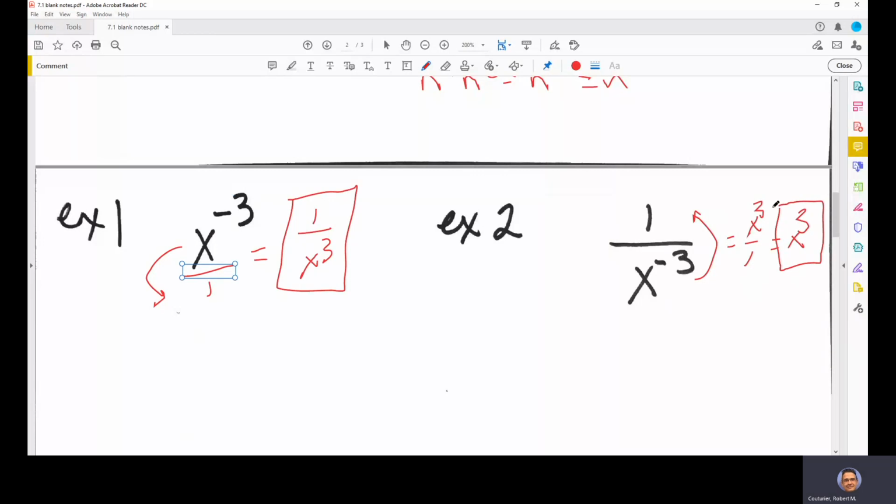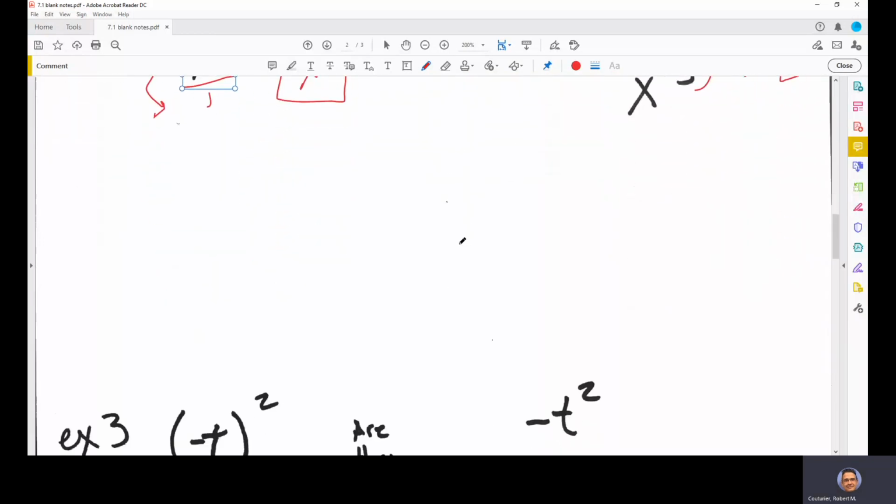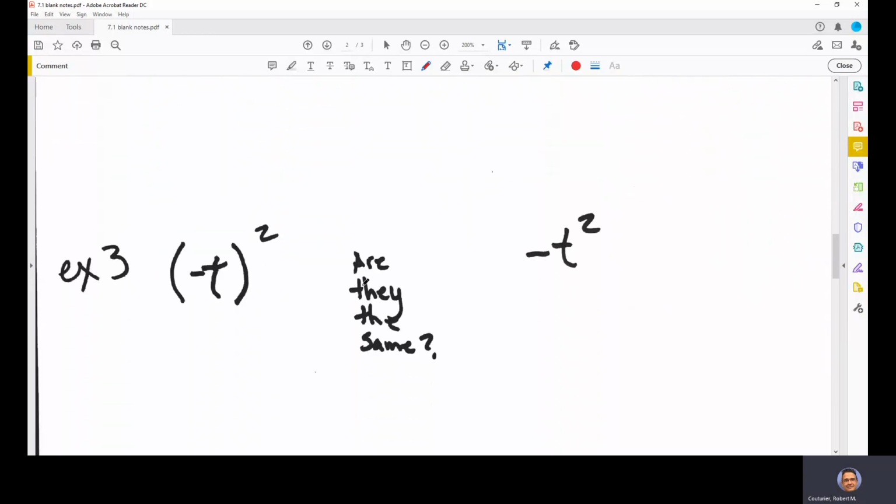So that would be your final answer there. Our next example is kind of like a two-parter, and it's asking us, are these the same? We have to think. Remember order of operations: the parentheses here on this side, this side doesn't have it. So we have negative t raised to the power of 2, and on this side, we have negative t squared.